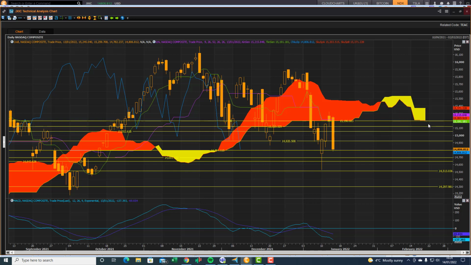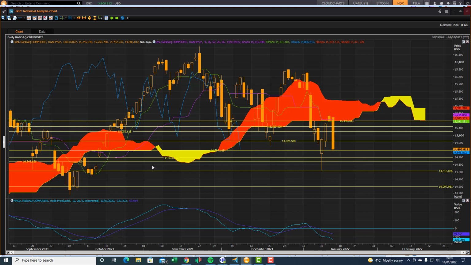The front end of the cloud does paint a little bit of a bearish picture. There's a twist to the downside here, so it gives you an idea that maybe the sell-off is not over. So we might have a deeper correction in January. Now, we had a rebound from this 14,197 support that came in there. It will be interesting to see if we're going to get that support back today.